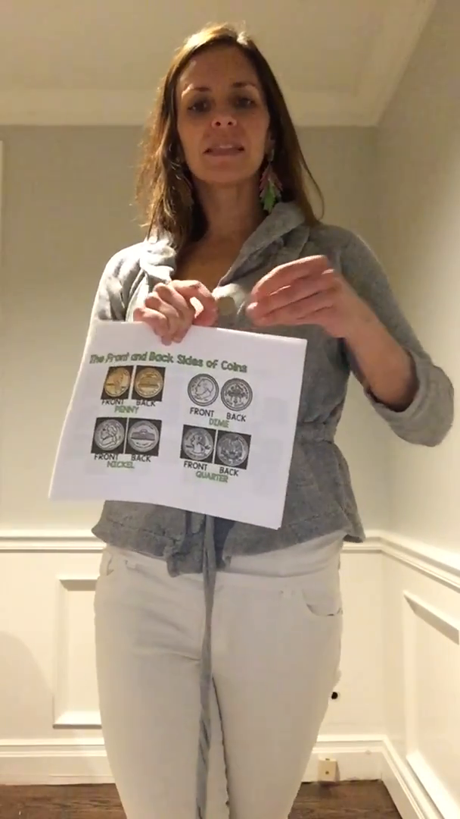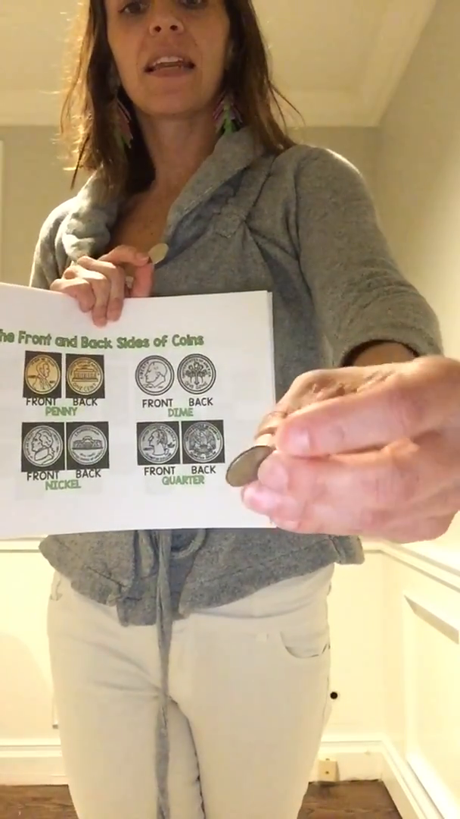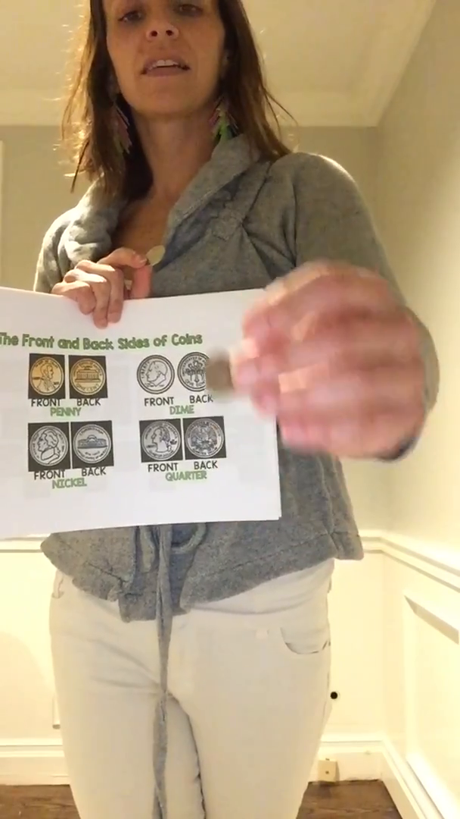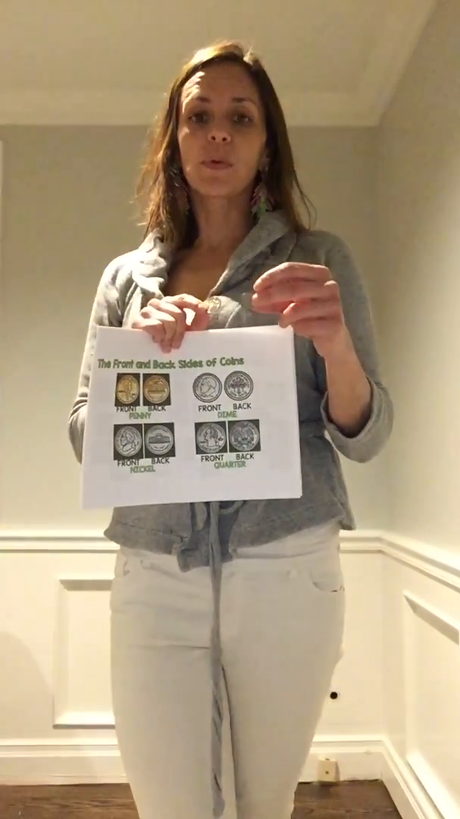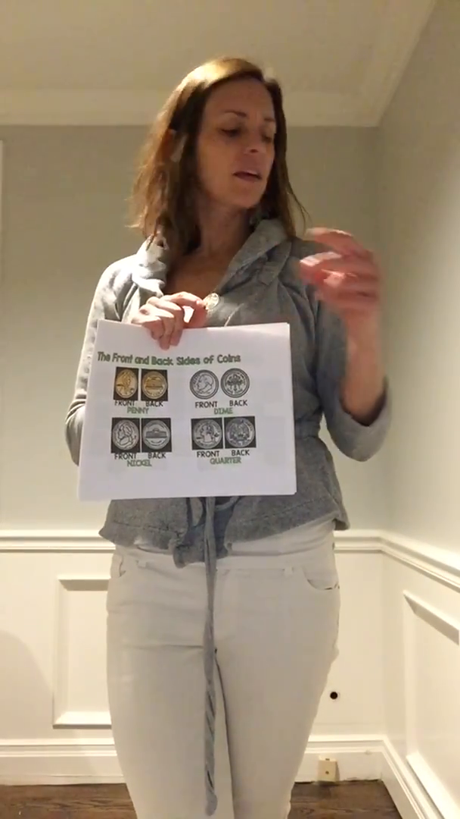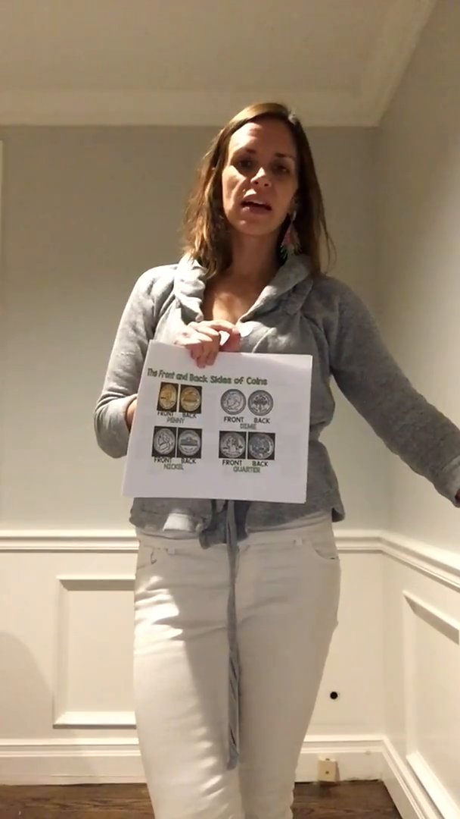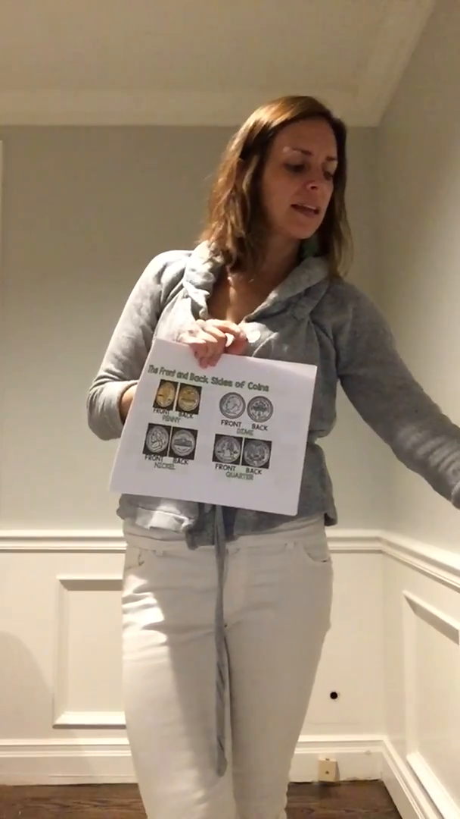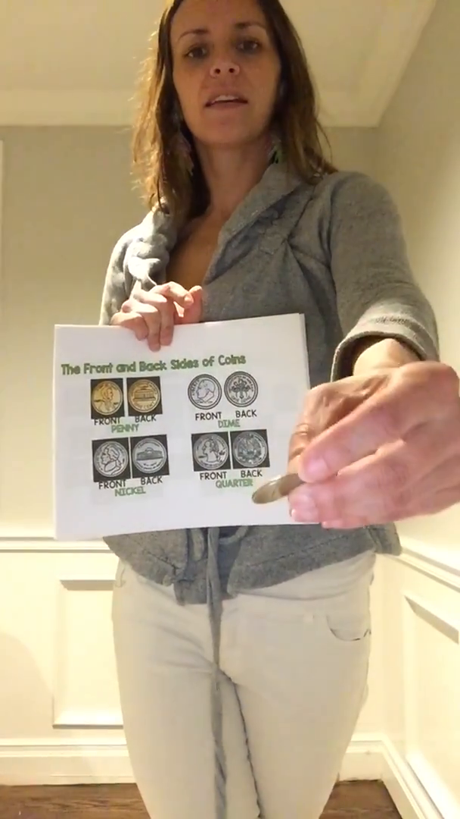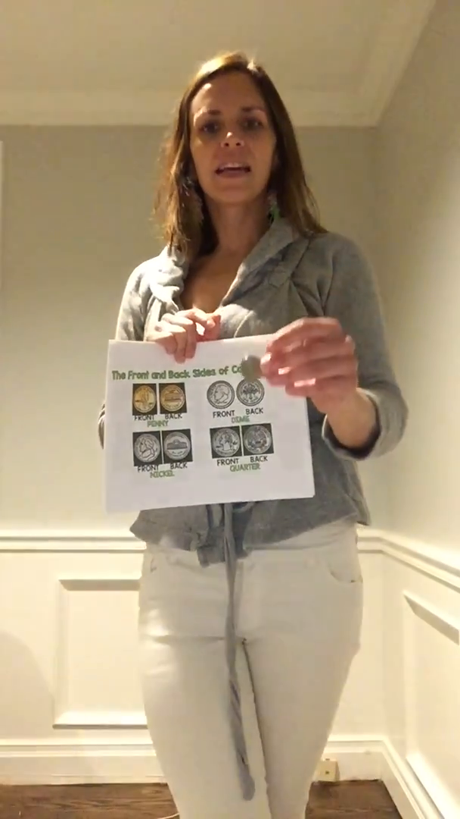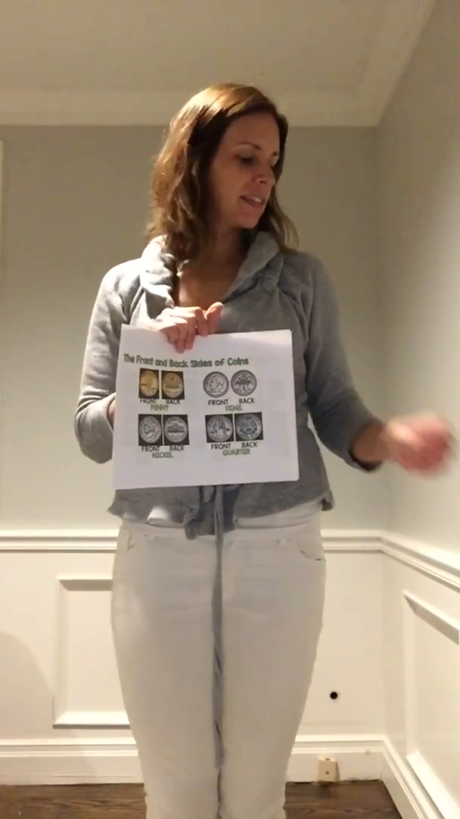A dime is the small guy, and he has rough edges, and he is worth 10 cents. I don't think I said the penny is worth 1, and the nickel's 5. The dime is 10. Then we have a quarter. He's the biggest guy. He does have rough edges. He is worth 25 cents.